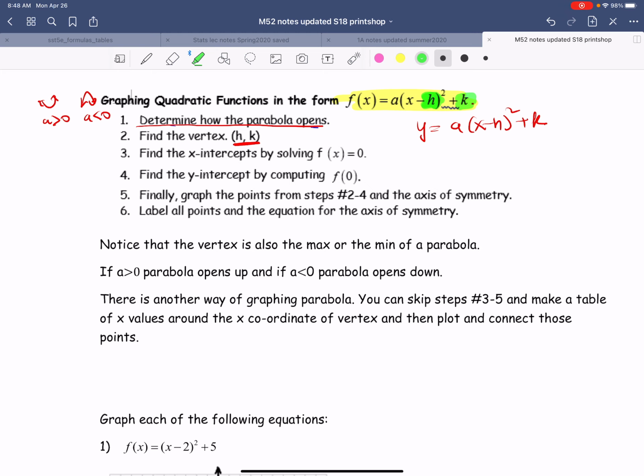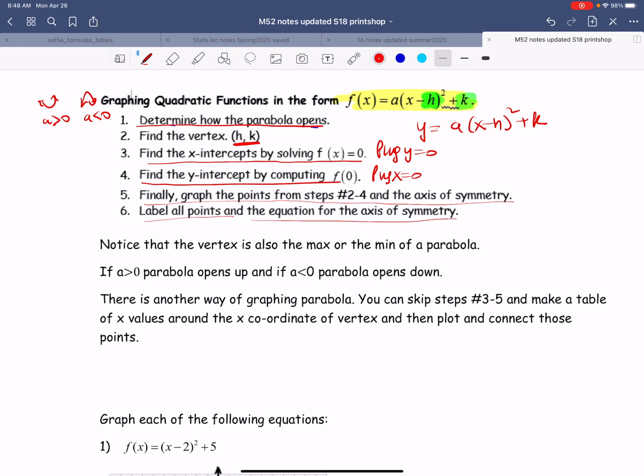Okay, next step is to find the x-intercept by plugging y equal to 0 and solving for x. And then we'll find the y-intercept by plugging x equal to 0 and solving for y. Finally, graph these points, use the symmetry, and label all points and the equation of the axis of symmetry.